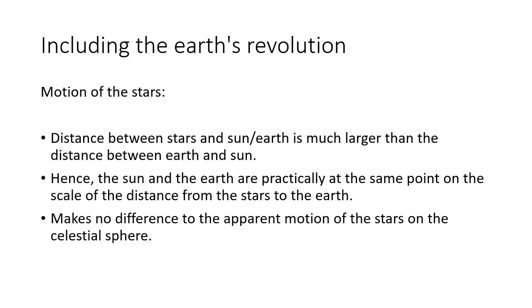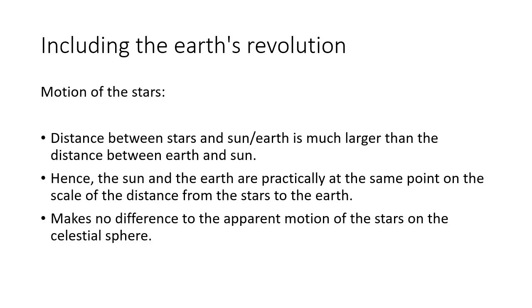Okay, so this is what the apparent motion of the sun and the stars on the celestial sphere would have looked like if the only motion the Earth had been carrying was rotation about its axis. Now we know that apart from rotation, the Earth also revolves around the sun with a period somewhere between 365 and 366 days. So how does this affect the motion of the sun and the stars?